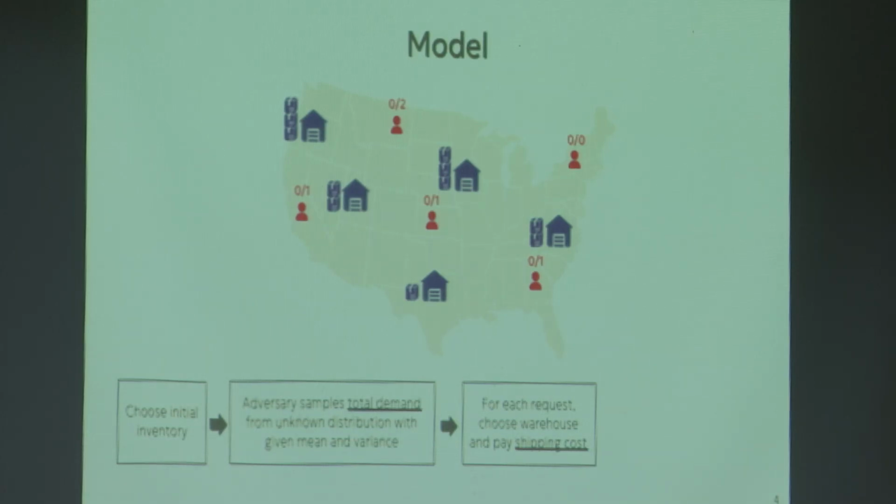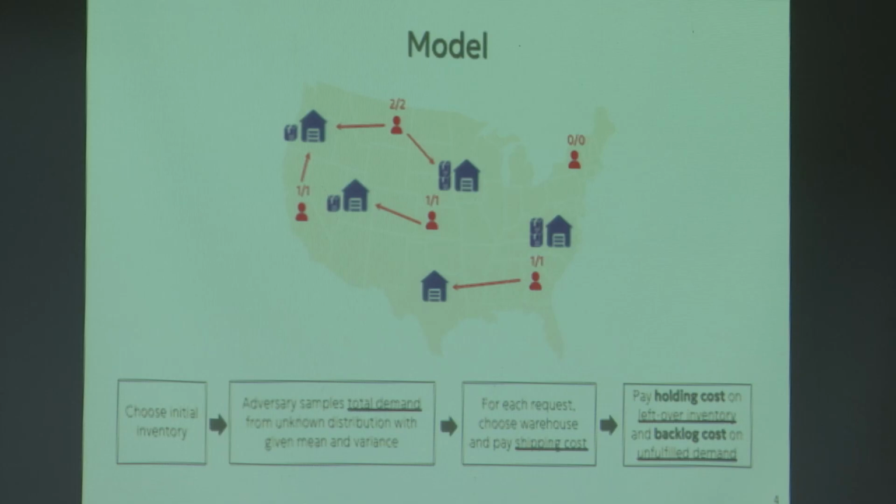For each request, when it arrives, the policy needs to decide which unit to match. Here the first demand arrives, and let's say you matched it to this warehouse. Then the second demand arrived here, and you matched it to this warehouse. The third demand arrived here, and you matched it to this warehouse, and so on.